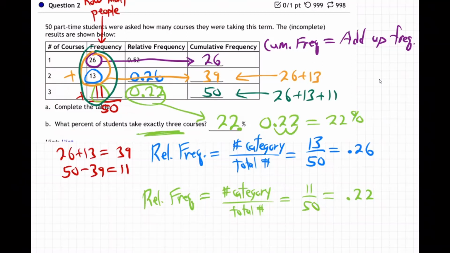That makes sense. That's what relative frequency is. It's what part of the whole group. So when they ask us what percentage of all the students take exactly 3 courses, we just grab this number and change it to a percentage. 0.22 or 22%.